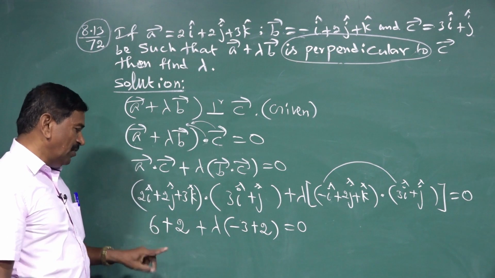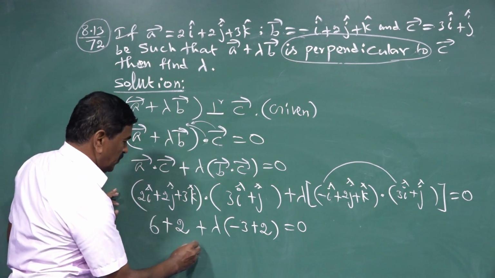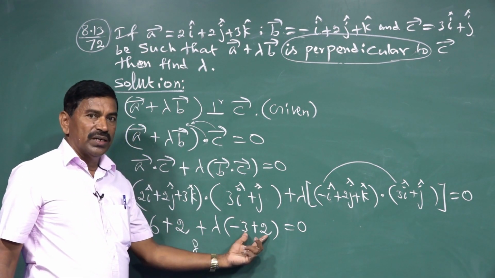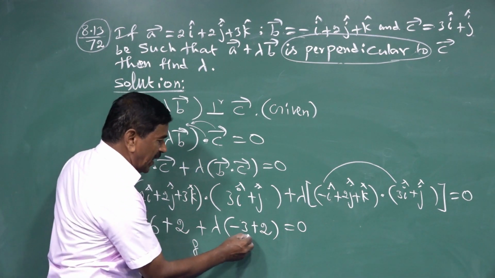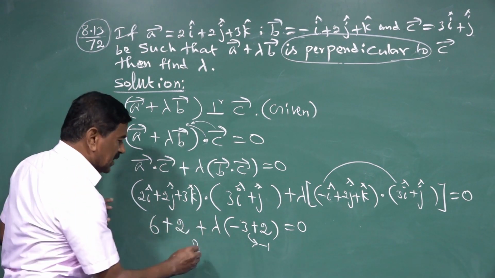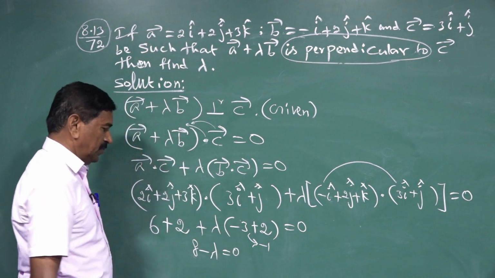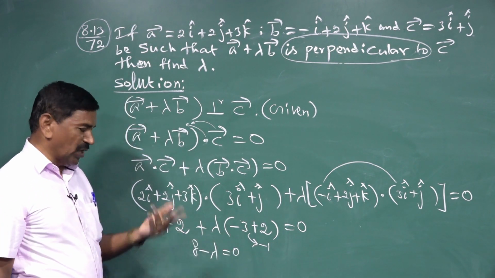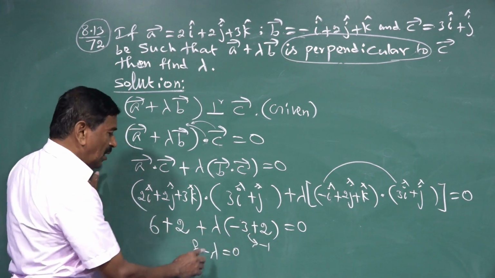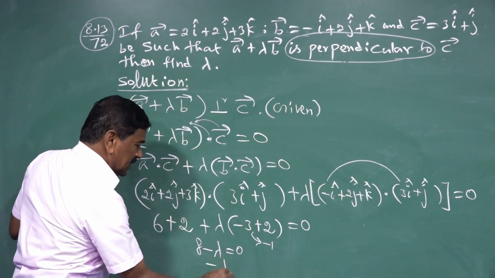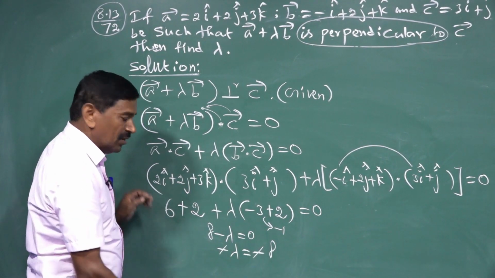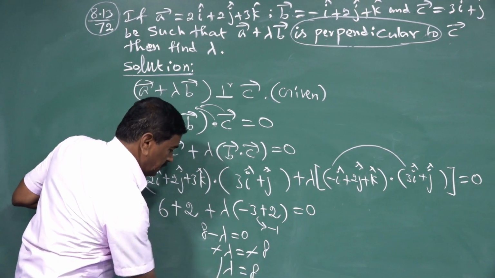Okay, next step, very good. 6 plus 2 equal to 8. So 8 plus, here minus 3 plus 2 equal to minus 1. So this bracket tends to minus 1. Minus 1 into lambda, yes, minus lambda is equal to 0. 8 minus lambda equal to 0. Minus lambda equal to minus 8. Next step, yes, minus minus cancel. Therefore, lambda equal to 8, which is the required answer.